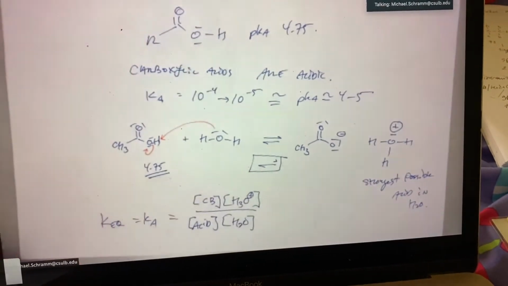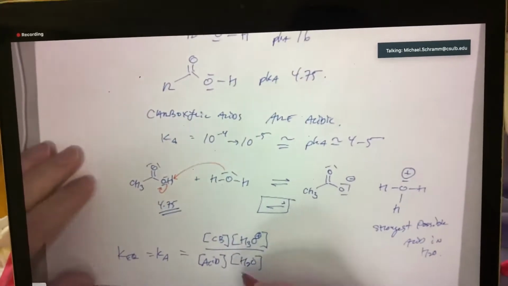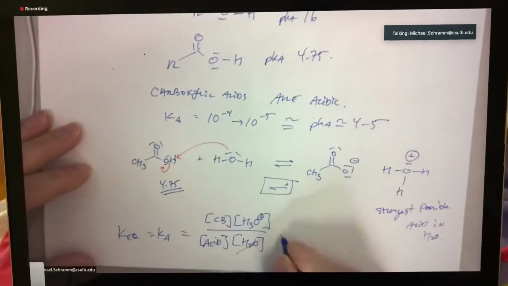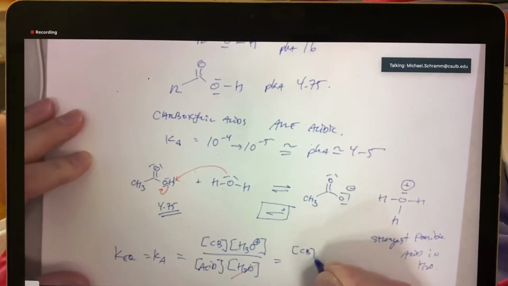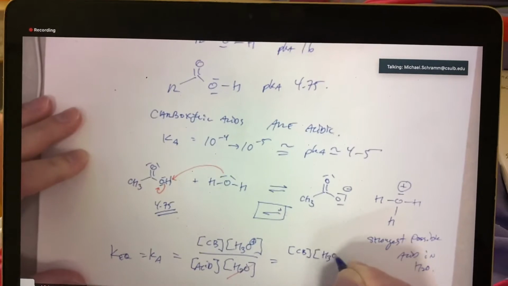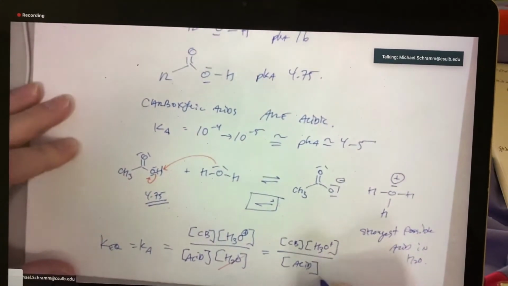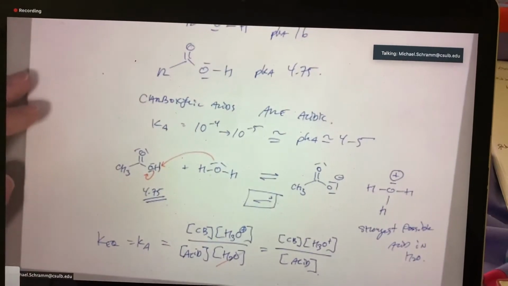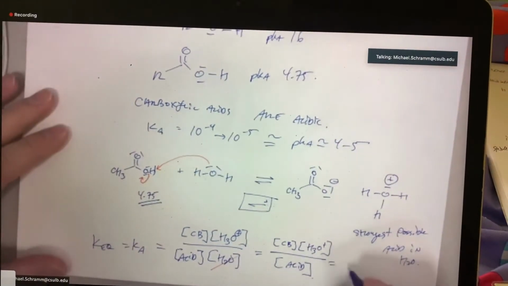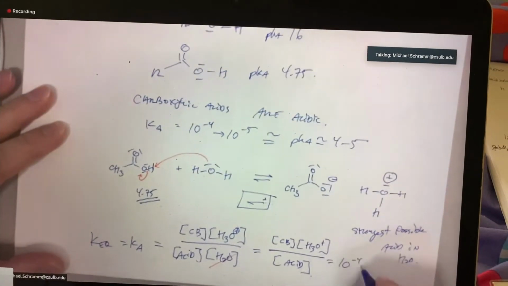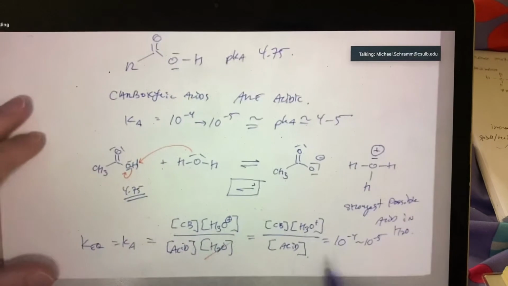This is often reduced or simplified quite a bit because water is in excess and its concentration doesn't change very much, and it's often just related to the concentration of the conjugate base times H3O plus over the concentration of the acid. And for carboxylic acids, this particular number, the Ka, is about 10 to the minus 4 or 10 to the minus 5. It's a very, very small number.